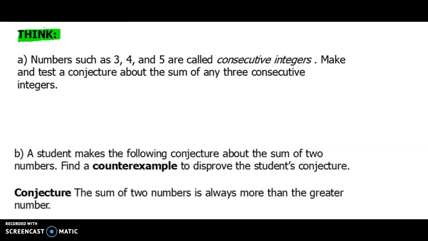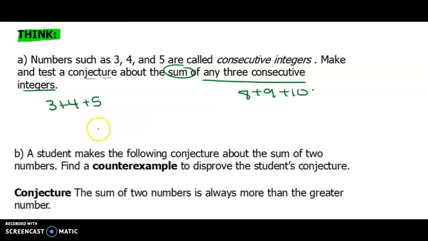All right, so part A says numbers 3, 4, and 5 are called consecutive integers. Make and test a conjecture, so come up with some finding based on what we find, about the sum of any 3 consecutive integers. So when I say sum, we're adding. I'm just going to do a couple rounds. So 3 plus 4 plus 5. Those are consecutive integers. What's another set? Maybe 8 plus 9 plus 10.